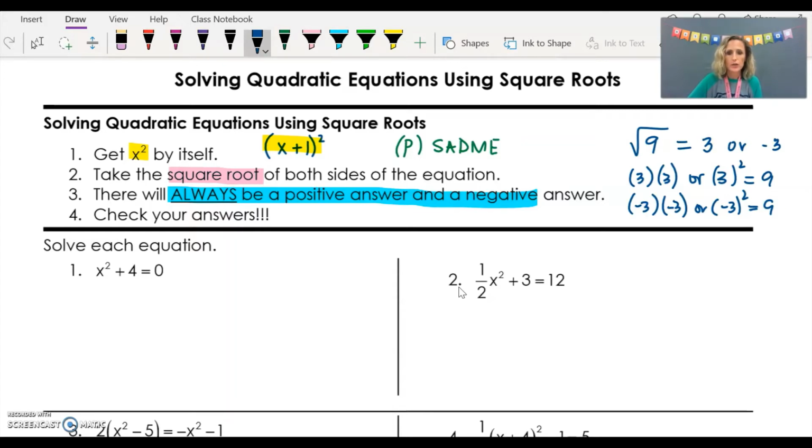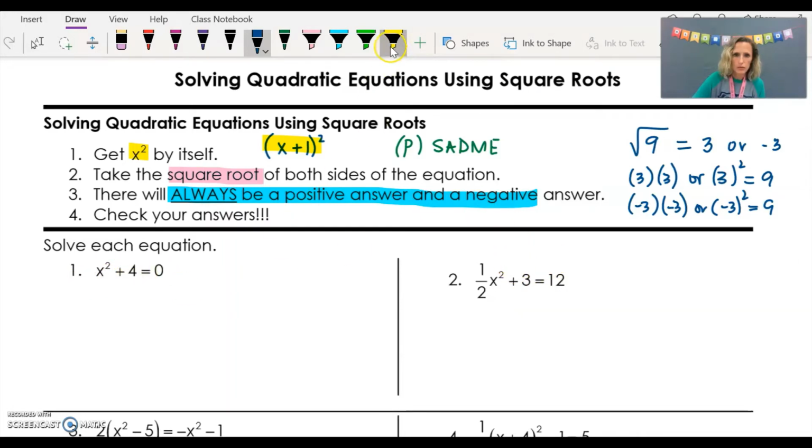And then at the end, you can always check your answer. You can check it by substituting your answer back into the original equation, or you can use some different graphing calculator and solving skills in order to check your work there. And we'll talk more about that later as well. So let's get started with example 1.